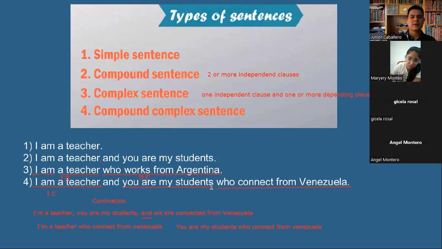Ahora, yo puedo referirme a ustedes diciéndoles, ustedes son mis estudiantes quienes se conectan desde Chile, por ejemplo. Vamos a suponer que todos ustedes son de Chile. Ustedes son mis estudiantes quienes se conectan desde Chile. Bienvenidos. Empecemos con la clase. Entonces depende, no es que una esté mala o la otra. Depende de la perspectiva, del contexto, ¿sí? Yes.